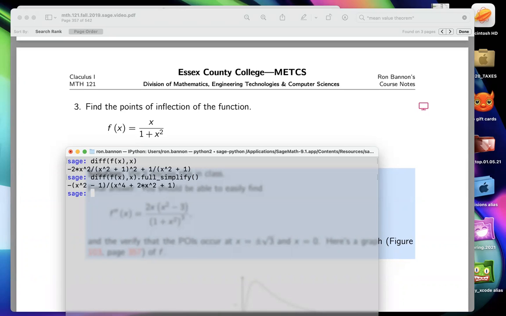But I didn't want the first derivative. I want the second derivative. So let me see if I can remember. All right, I think I can remember. I'm going to say 2. Maybe this isn't right. Maybe I have to look up the derivative. All right, I'm going to do full simplify now.